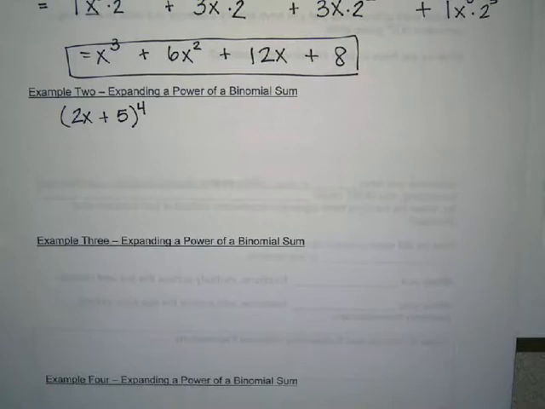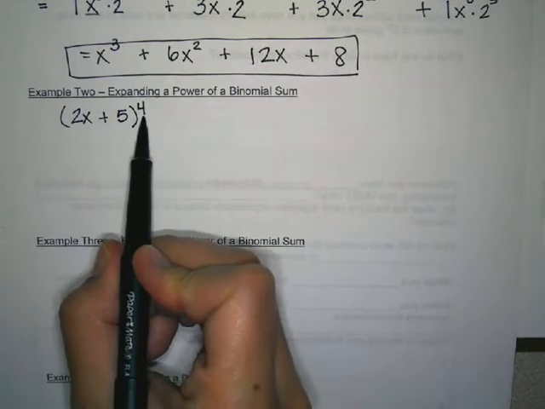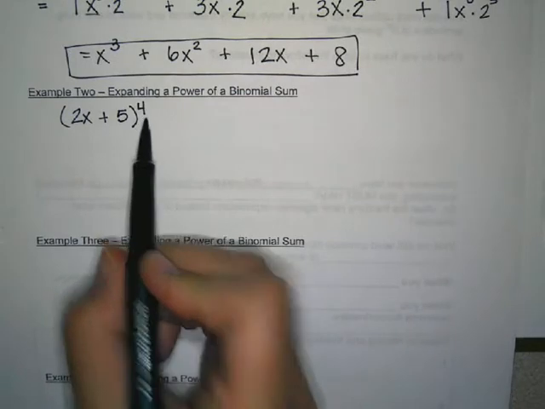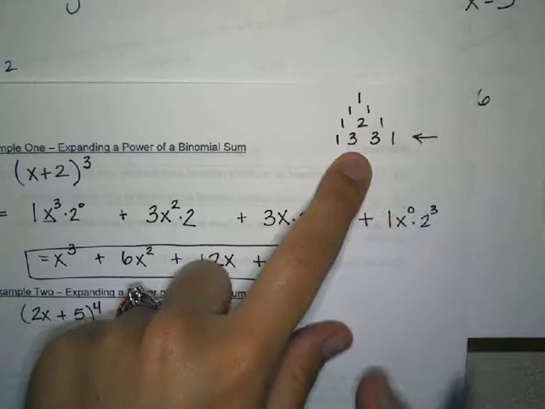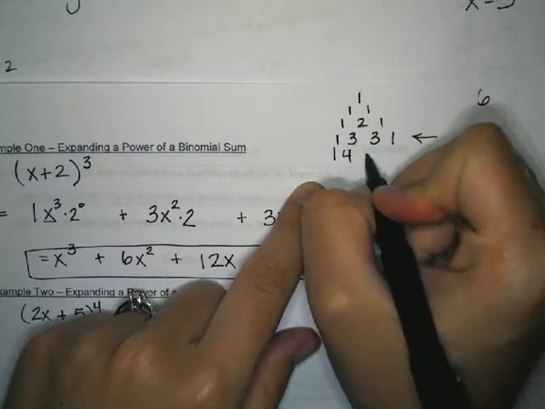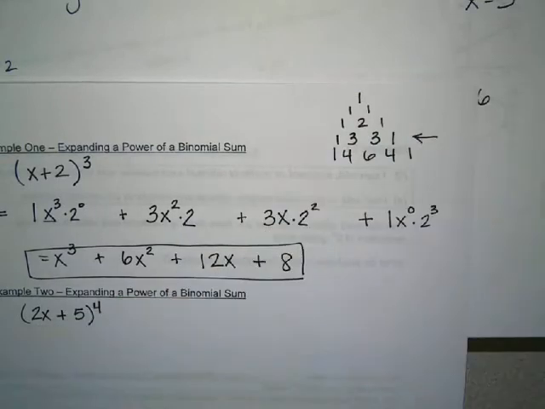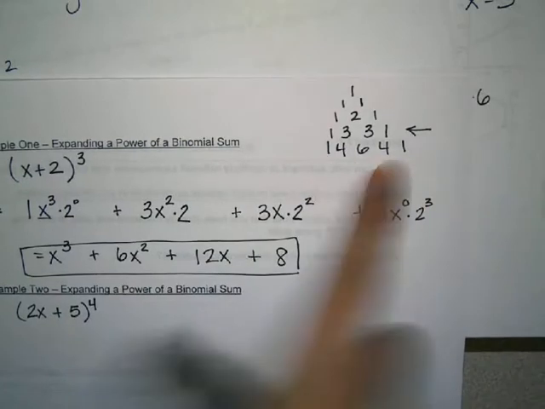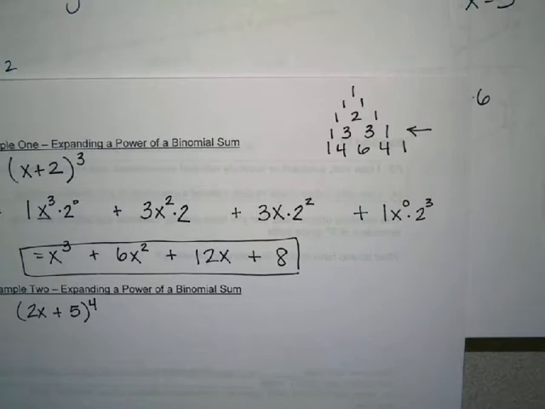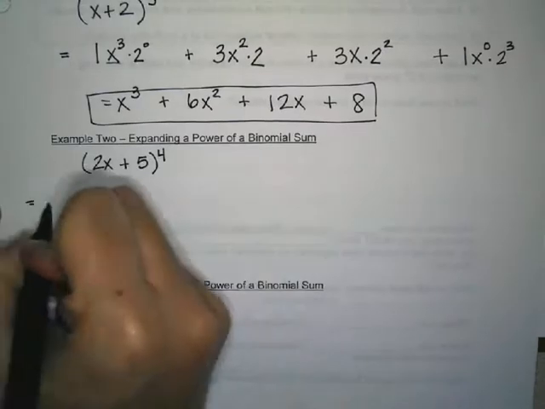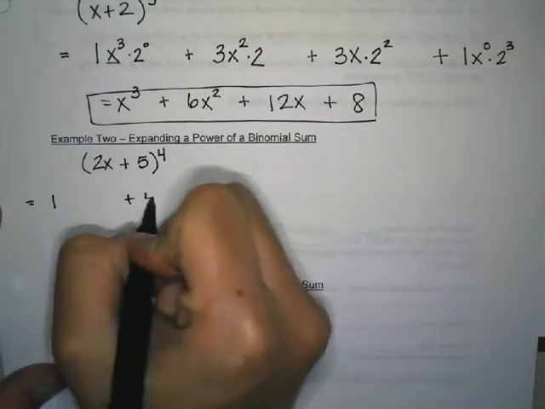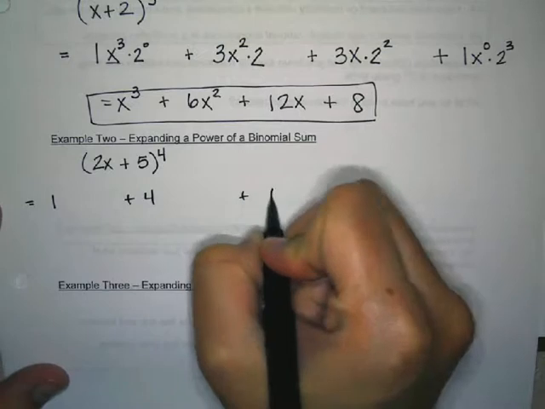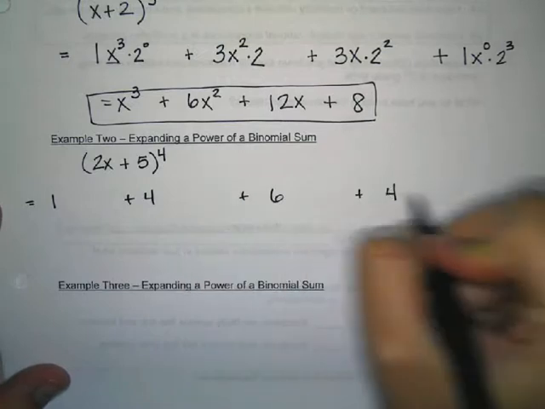Start with your coefficients. So since this is a 4, I want row 4. Now this is row 3, so row 4 has 5 terms in it. So I'm going to list out those coefficients and spread them out a little bit so I can have my different terms. So we have 1, 4, 6, 4, 1.